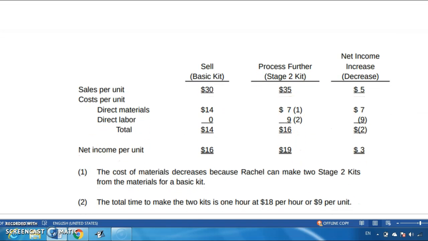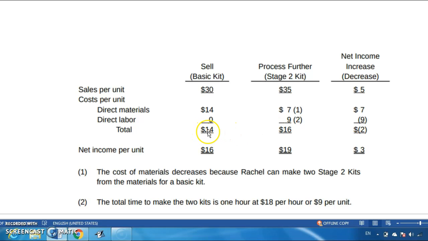If you look at this table, we have sell per unit. For the basic kit, that is product 1, $30. If we process fodder, it is $35, and we have a net income increase of $5. Then we look at the cost of each. For product 1, the basic kit, we have $14 as material cost, and we have $7 if she processes further, because it will cost her half the material of the basic kit. Then direct labor is 0 for the basic kit because there's no labor involved. For processing further, we have a direct labor cost of $9.